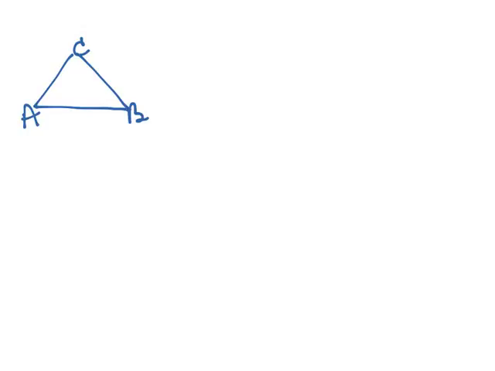In triangle ABC, we're told that angle A is 75 degrees, and side b, which would be across from angle B, is 12, and side c, which would be across from angle C, is 10. And we want to solve the triangle.